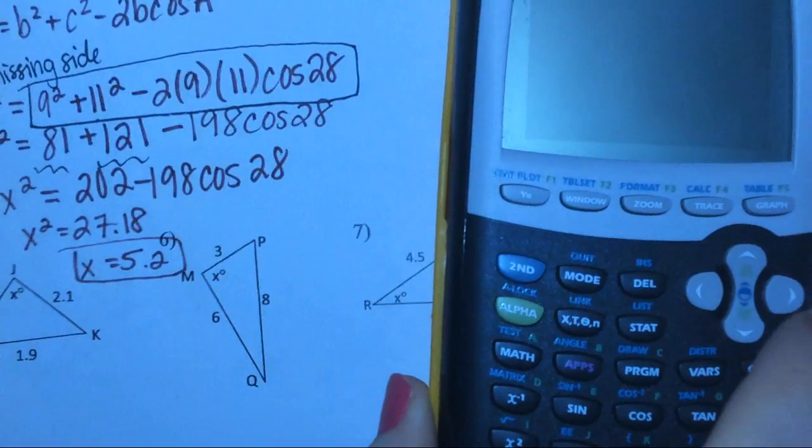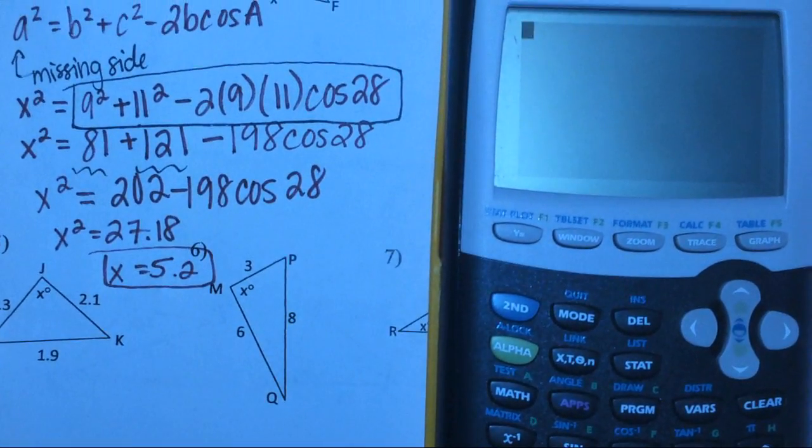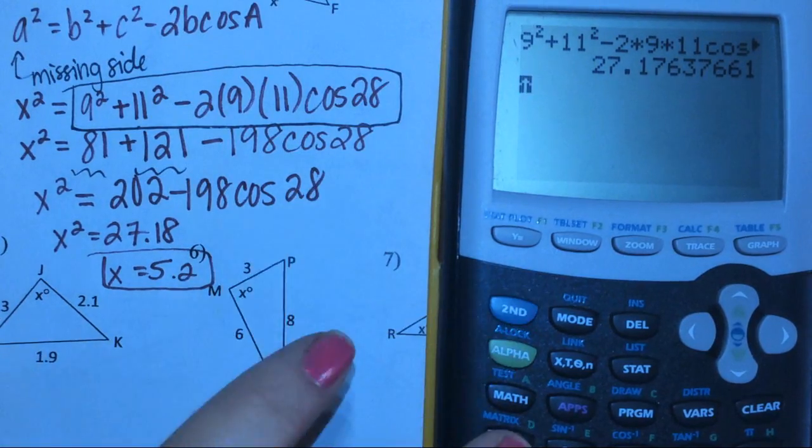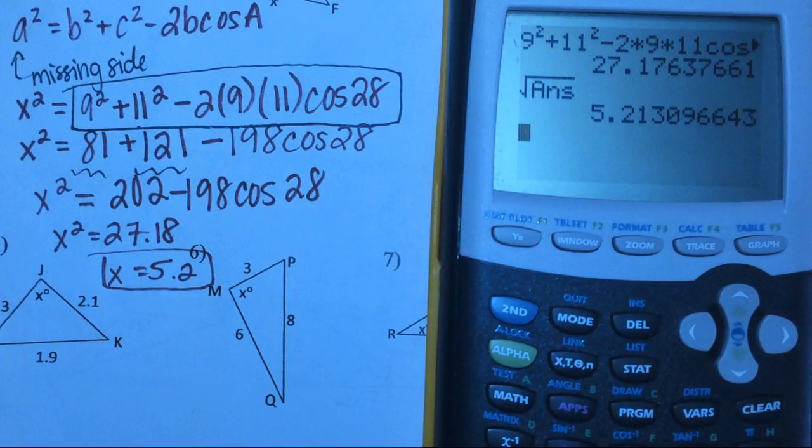So she can do, let's see, 9 squared plus 11 squared minus 2 times 9 times 11 cosine 28 in one step. She still gets 27.18. She does second square root, second answer again. She still gets 5.2. Now, this is a lot faster. I'm totally with you. But if she happens to make a mistake, then I'm not going to see it because she doesn't turn in her calculator. She only turns in her work. Okay, are there any questions about number 1?